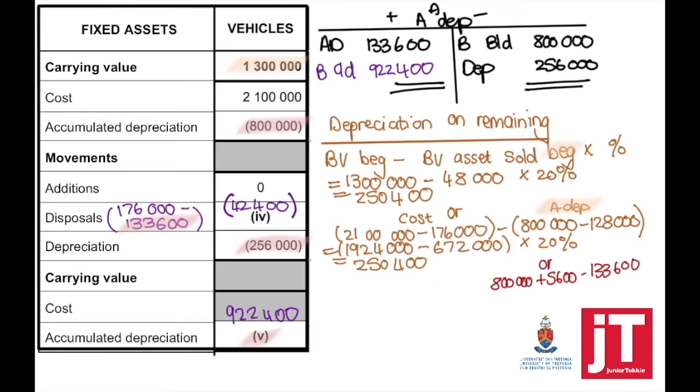And that equals, if I take the cost minus the accumulated depreciation, it will give you exactly the same answer, 250,400. Please make sure that you understand this.